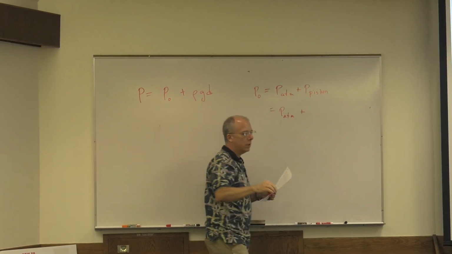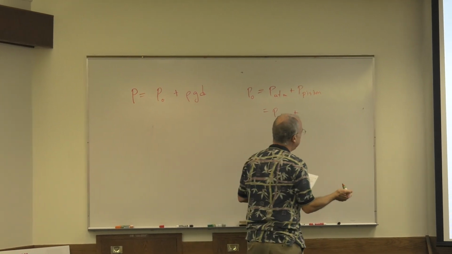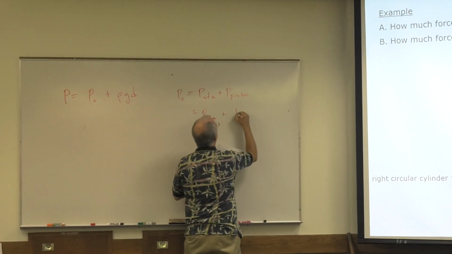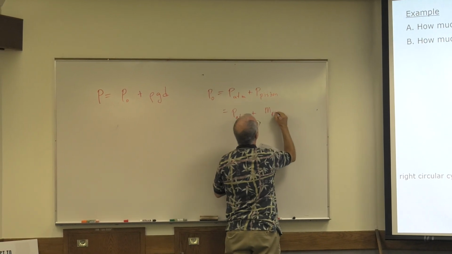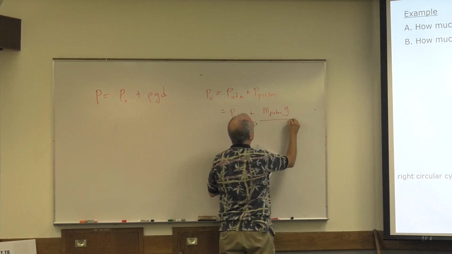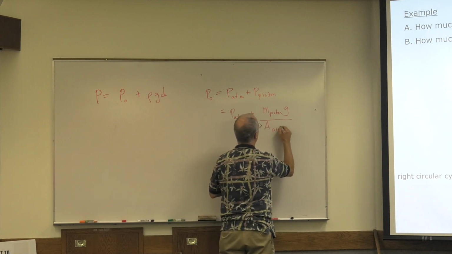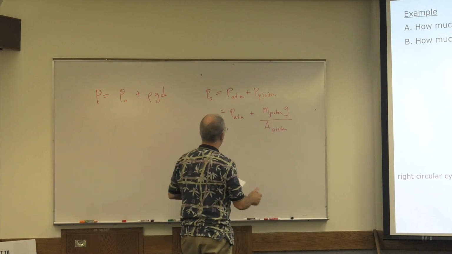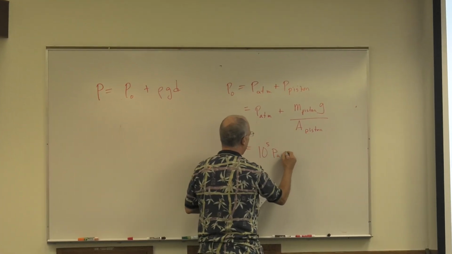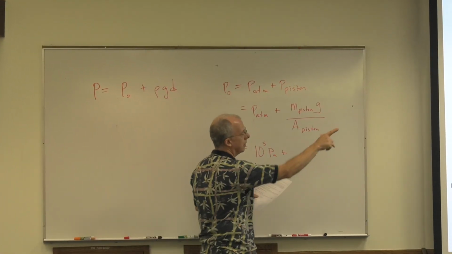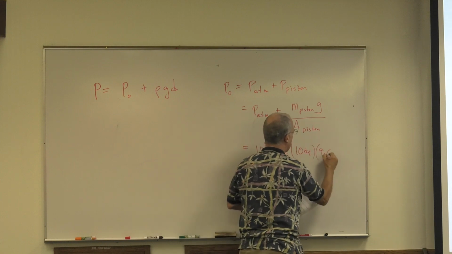Now what's the pressure of a piston? It's just the force divided by the cross-sectional area. So what's the force? Gravity, right? So mg, I have to be careful, m piston g, and then over the cross-sectional area. Okay, so what is that? Again, I'm just going to be lazy: 10 to the 5th pascals for atmospheric pressure. And the mass of the piston is 10 kilograms. G is g.